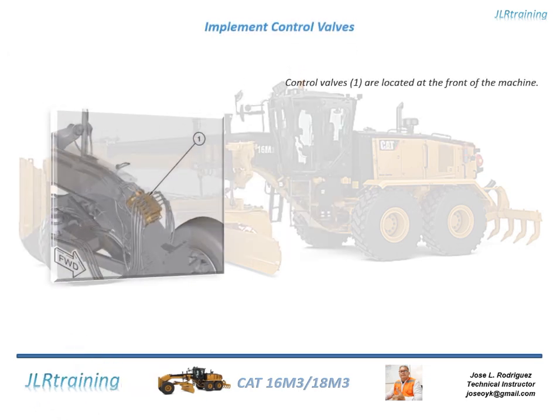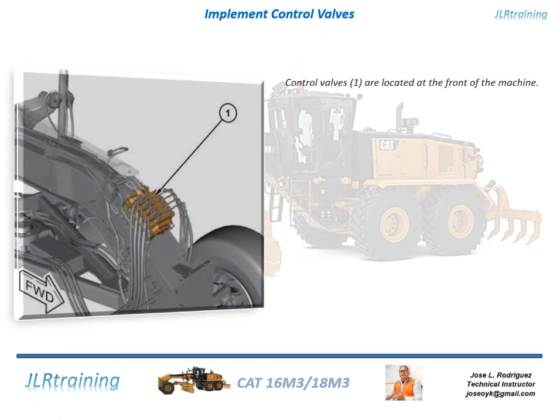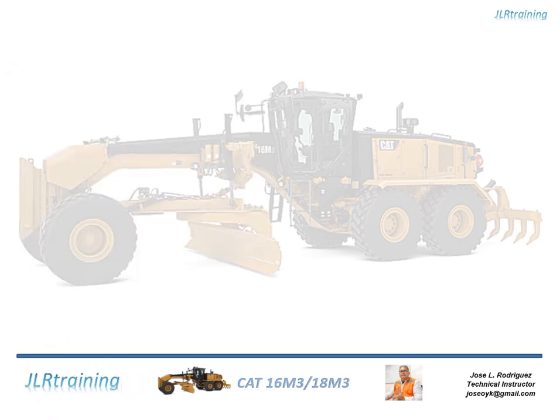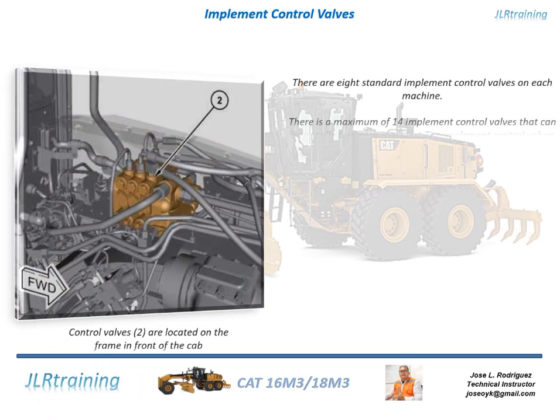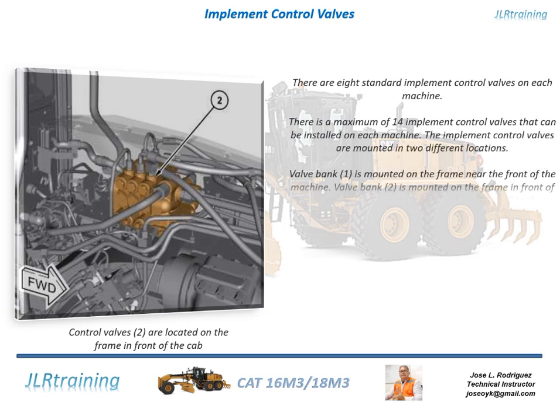Implement control valves. Control valves, 1, are located at the front of the machine. Implement control valves. Control valves, 2, are located on the frame in front of the cab. There are 8 standard implement control valves on each machine. There is a maximum of 14 implement control valves that can be installed on each machine.